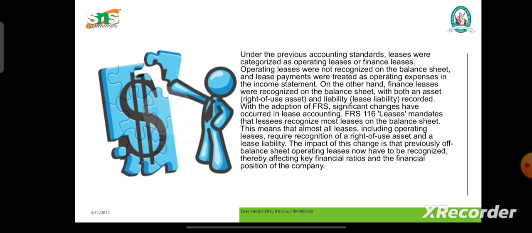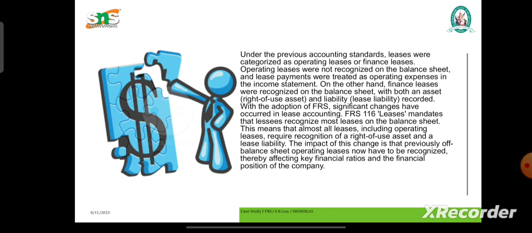Let's see the answer. Understand the previous accounting standards. Leases were categorized as operating leases or financial leases. Operating leases were not recognized on the balance sheet and lease payments were treated as operating expenses in the income statement. On the other hand, financial leases were recognized on the balance sheet with both an asset and liabilities recorded.